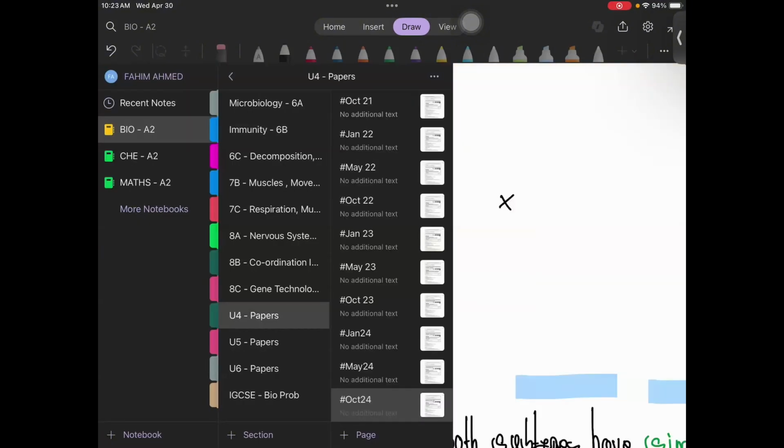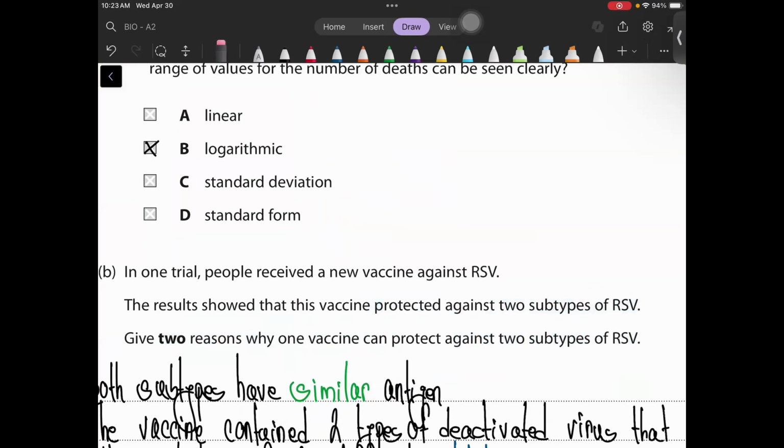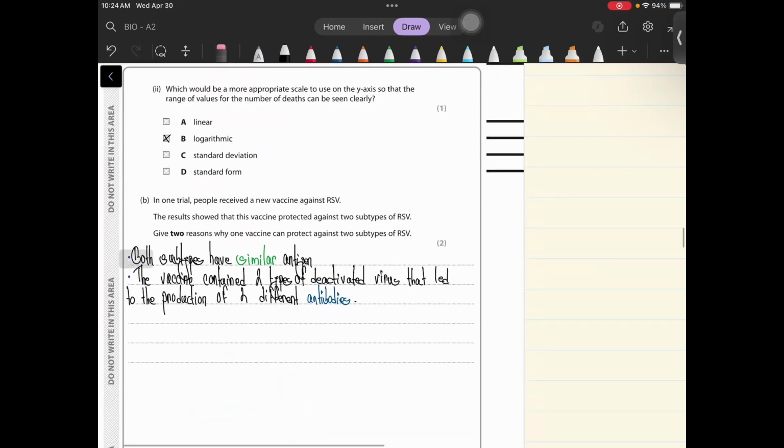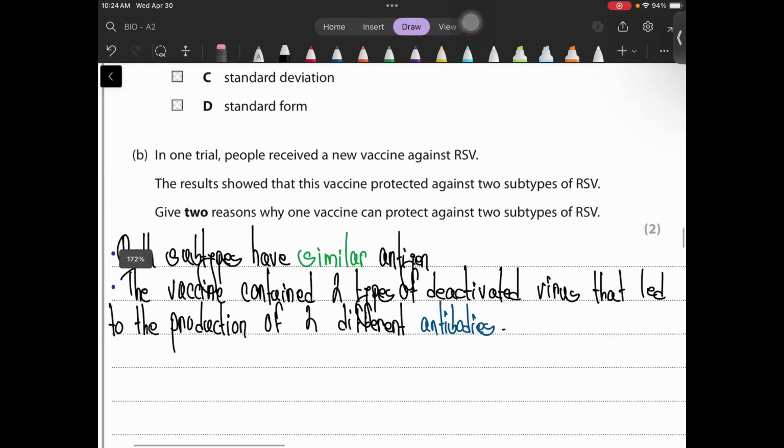As one vaccine is effective against the two subtypes, meaning two variants of the virus, it could possibly mean that both variants have the same antigens that the T killer cells could recognize. Another possible reason would be that there are two attenuated or deactivated strains of the RSV virus, so that the body produces two types of antibodies. So these could be two possible answers: both subtypes would have similar antigens, or the vaccine could have two types of deactivated virus that lead to the production of two different types of antibodies.